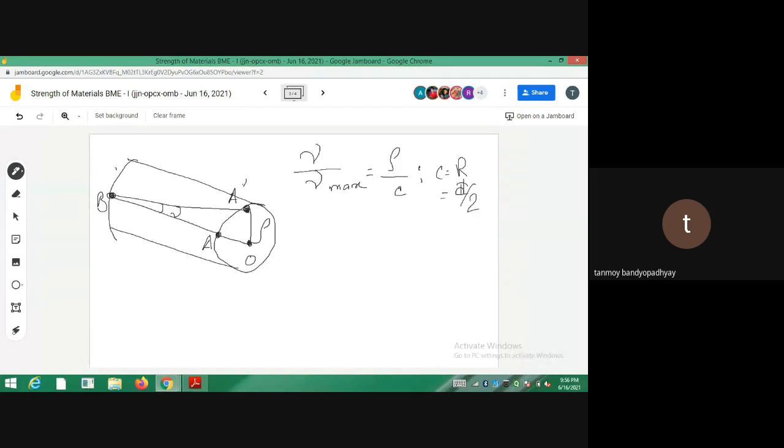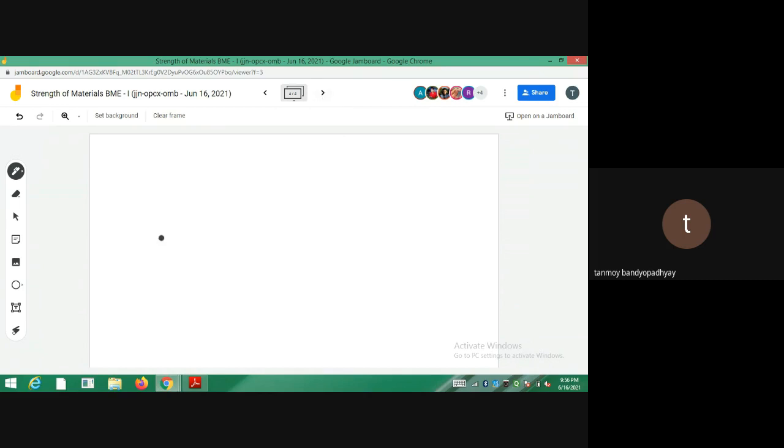Okay, so now if I try to draw its variation, so what I should be getting is, suppose it is a solid cross section, so what will be the variation? Just follow the notes actually. Drawing is a bit difficult always.